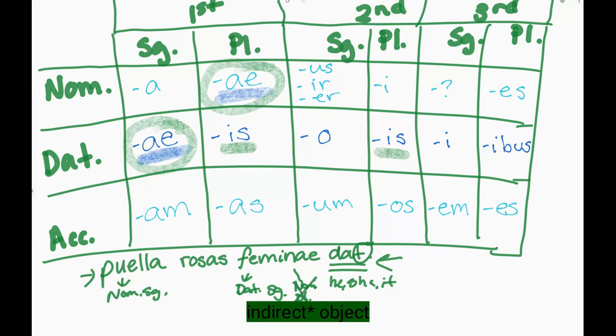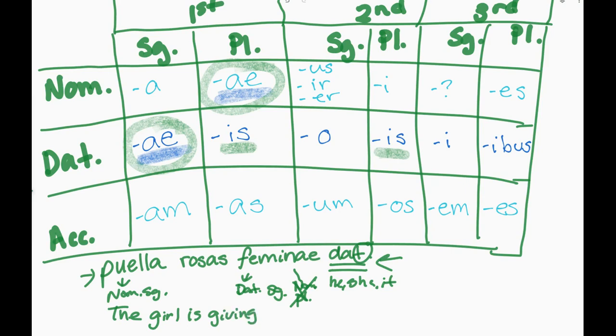So let's translate this sentence. Puella, the girl, dat, is giving. Well, what is she giving? Well, I've got to find my direct object. Well, rosas is the accusative plural. Is giving roses. And then how do we translate our dative? You're going to add the word to or for. The girl is giving roses to the woman. Because remember, it's singular.